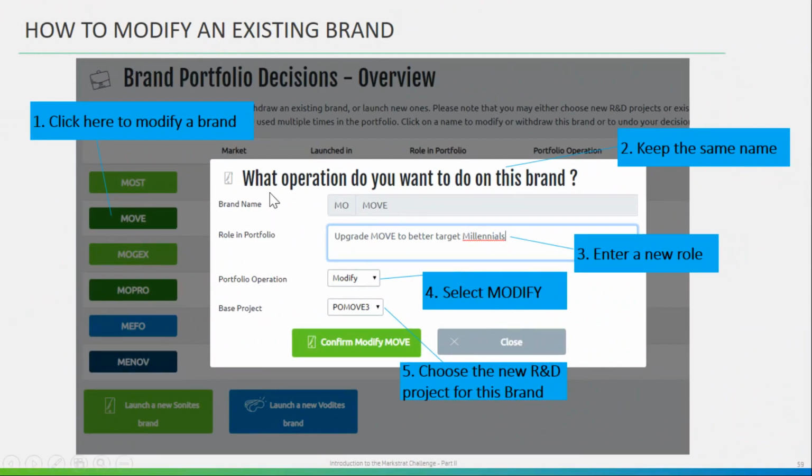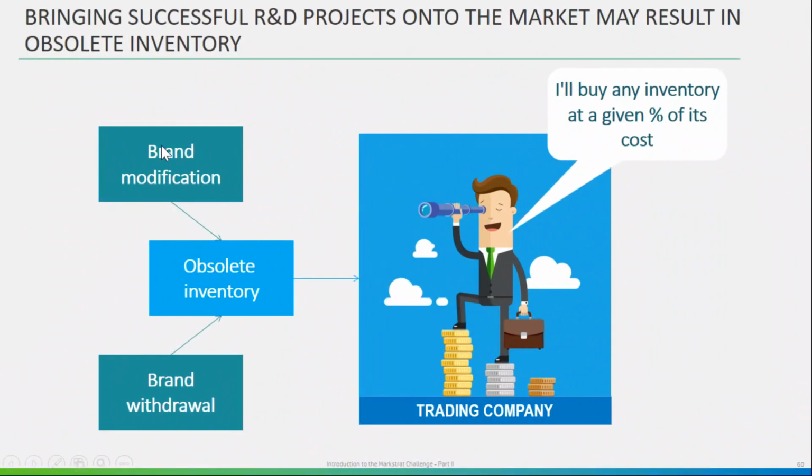If you want to modify a brand, you click Modify, select the brand you want to modify, write yourself a note, click Modify. You want to base it on what project, click Confirm, and then that will basically tell the R&D or tell the production team starting next period to base the brand move upon this new R&D project with its different features and attribute levels. Okay.